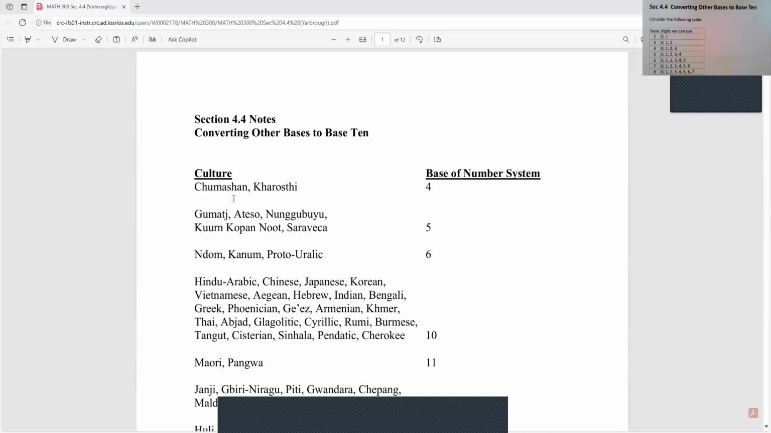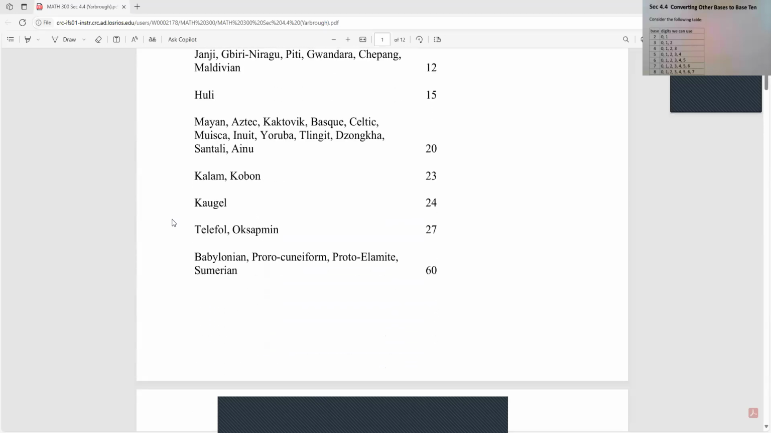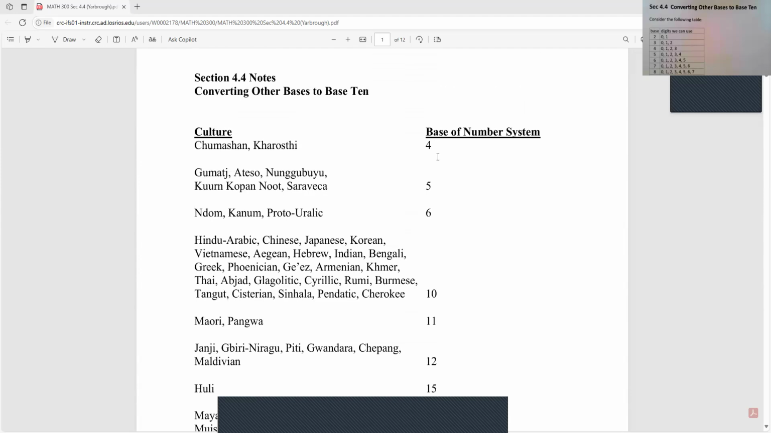You can see that there are a couple of cultures. These are in many cases very ancient cultures. A lot of these, I'm sure you've never even heard of these words. These are very ancient cultures, and most of these number systems have died off by now. But I'm showing you the culture and what base their number system was in. So there's a couple of cultures there that used actually a base 4 number system.